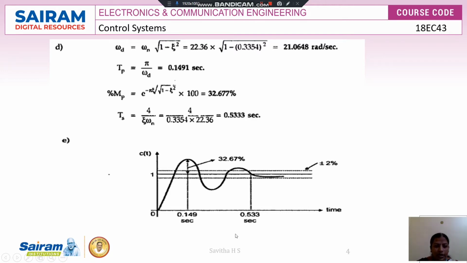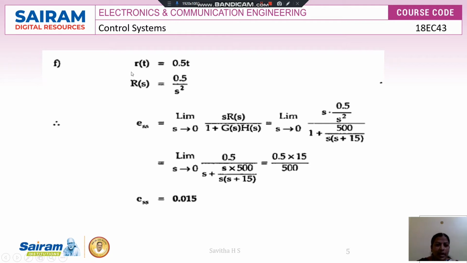So according to that, I need to draw the graph. Here I need to draw the peak time. Peak time is 0.149 seconds, as you can see here, what we calculated. And the settling time that I got here is 0.533. The maximum overshoot value is 32.67, that you can see here.